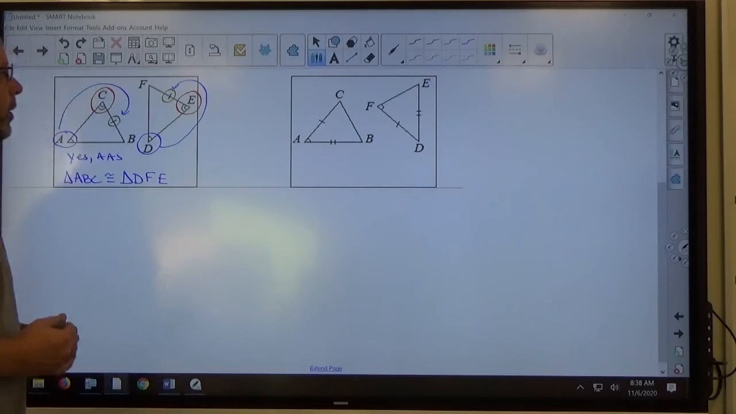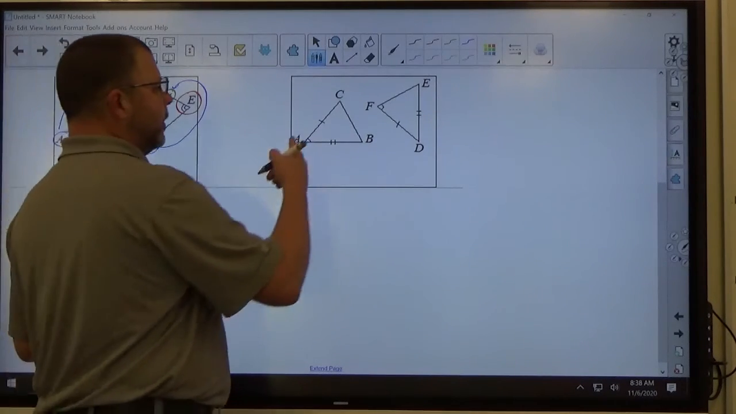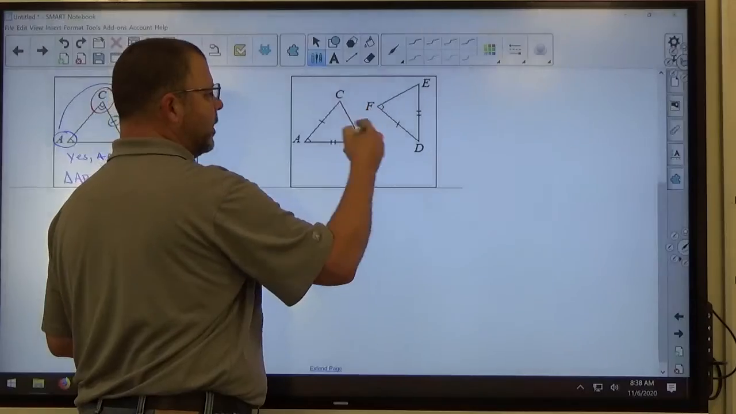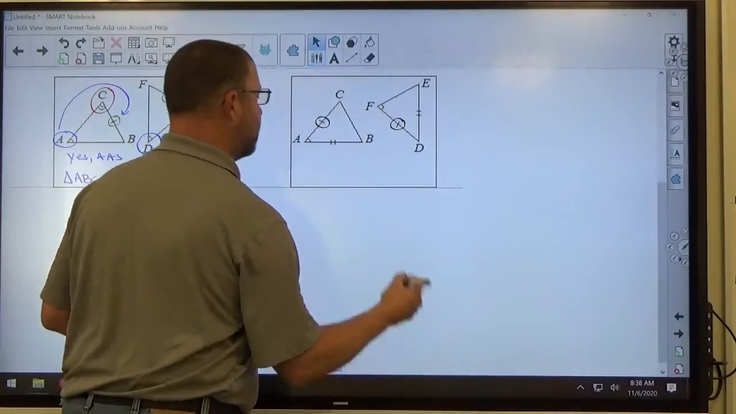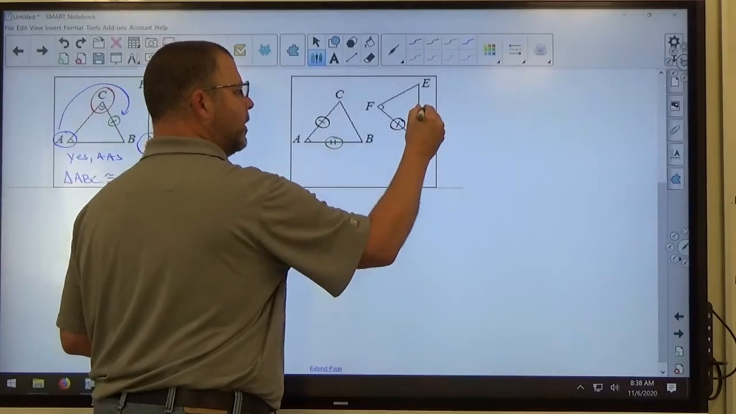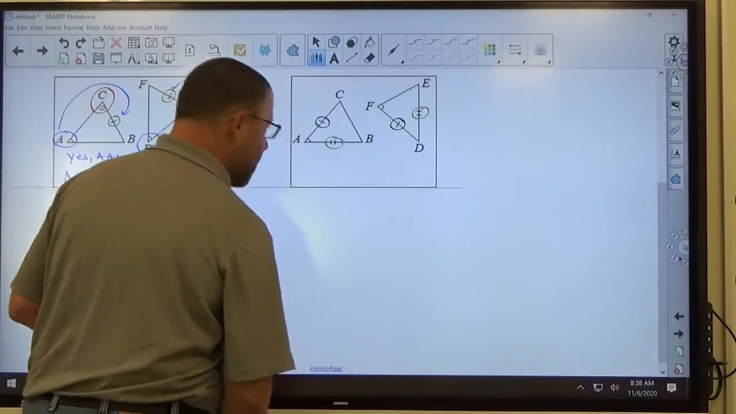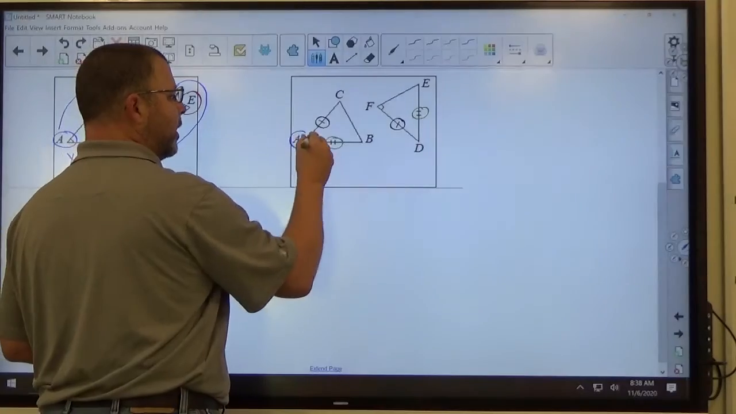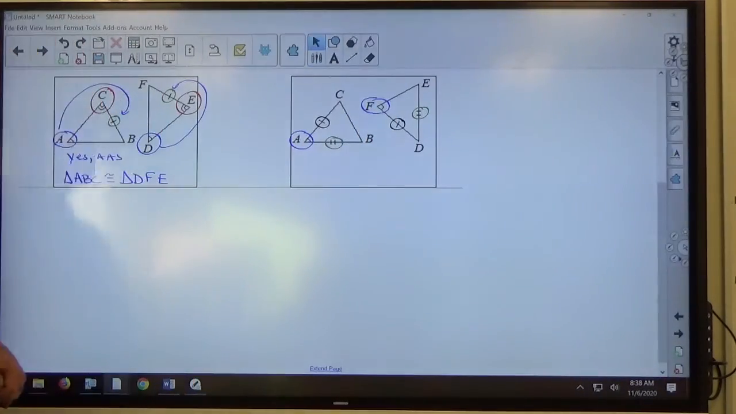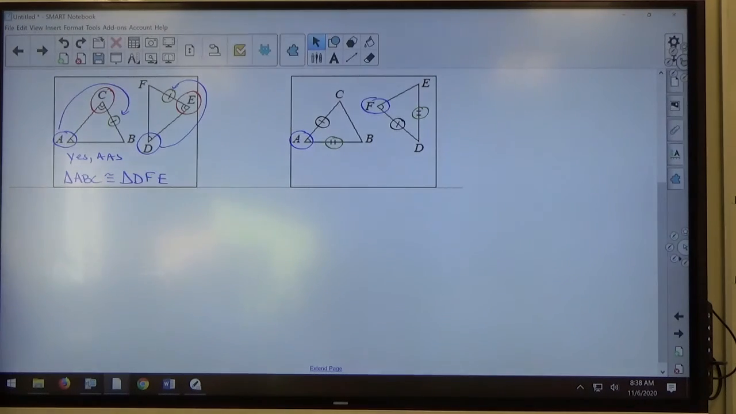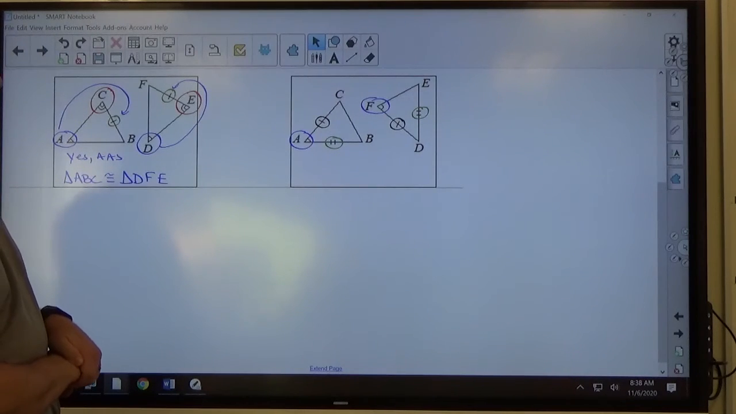All right, our final one. Okay, we got side AC matches side BF. We have side AB matches side DE. And we have angle A matches angle F. What do you think? No. Why? Because they're not congruent.